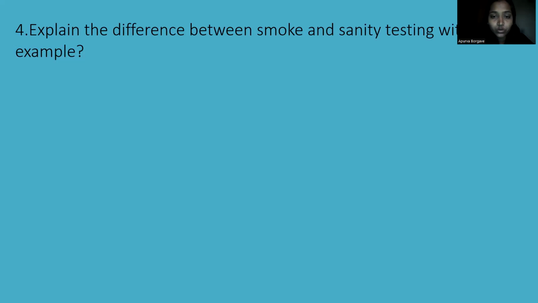Sanity testing is usually performed by testers, and smoke testing is performed by developers or testers. Sanity testing is called a subset of regression testing. Smoke testing is called a subset of acceptance testing. Sanity testing is done after completion of regression testing. Smoke testing is done on every build.